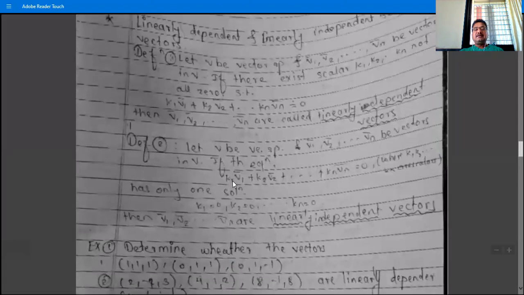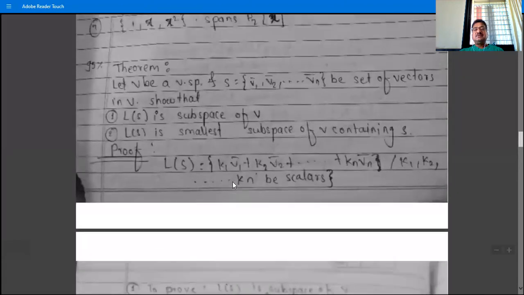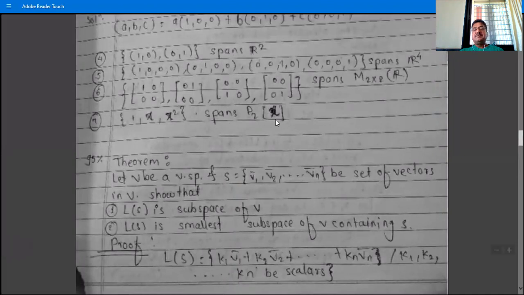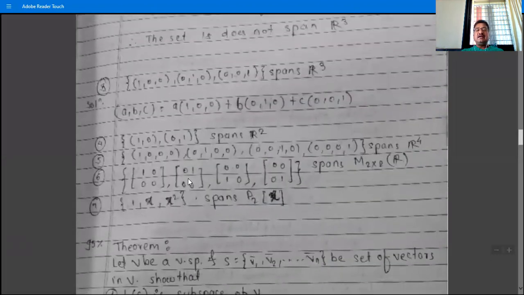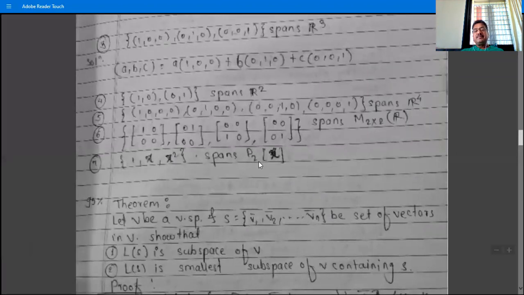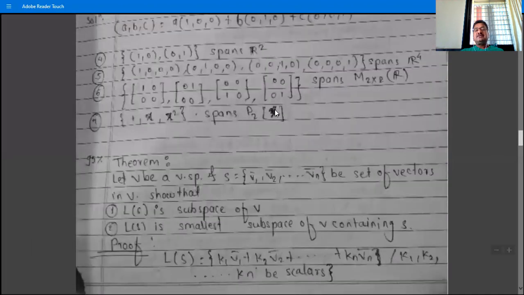We observed in the spanning topic that 1, x, x square spans P2(x), so this set is a basis for P2(x), and it is the standard basis. These 4 vectors 1 0 0 0, 0 1 0 0, and so on span M2 by 2 R. Since the dimension of M2 by 2 R is 4 and this set spans it, this set is a basis. So in order to show a basis, this set spans R2, therefore it is a basis. This set spans R4, therefore it is a basis. This set 1 0 0, 0 1 0, 0 0 1 spans R3, therefore it is a basis for R3. Or these sets are linearly independent. 1, x, x square is linearly independent in P2(x), and therefore the dimension of P2(x) is 3.